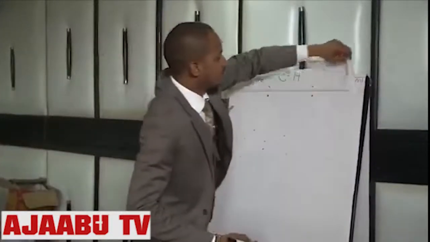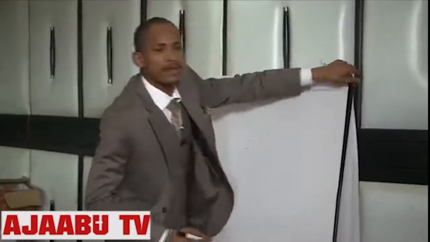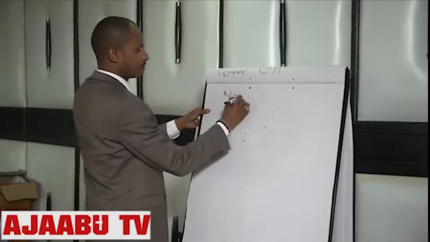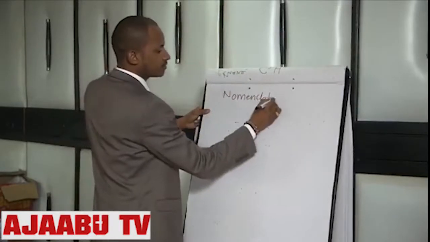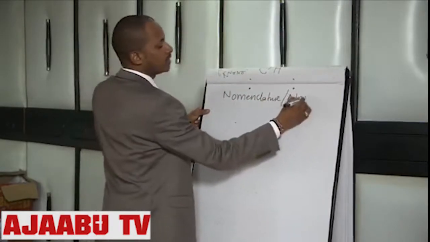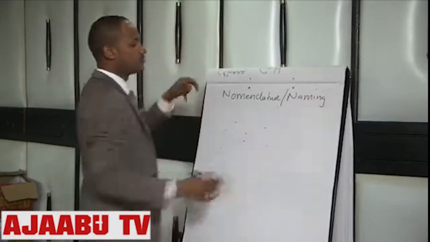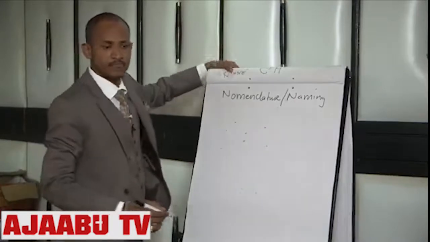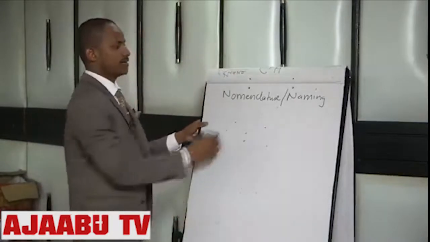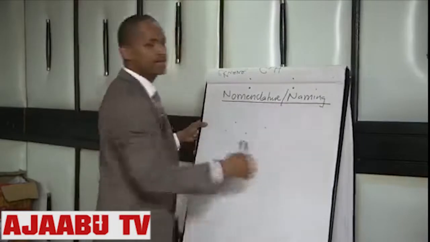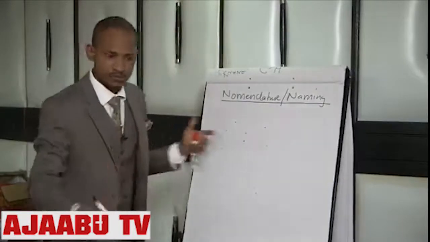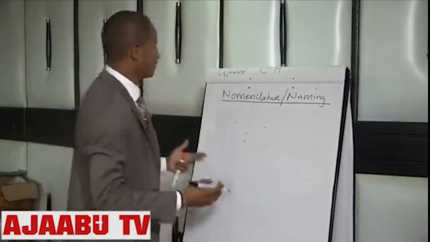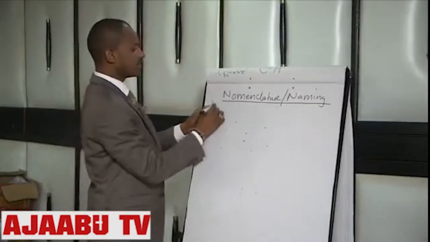From here, class, we will go to what is called nomenclature, also called naming. We've started naming from methane to decane. Now we want to proceed with further naming. Suppose there are branches, because we said carbon can also form branches. Suppose it branches, how do we name them? So in naming, we use the IUPAC.